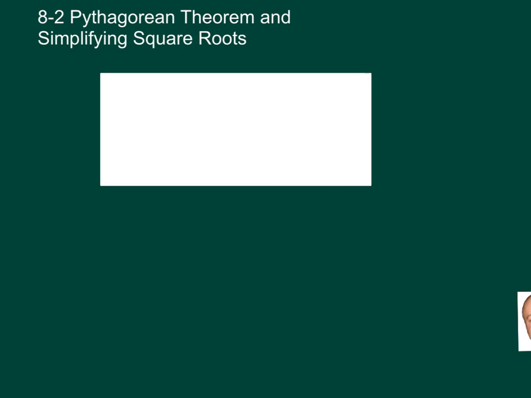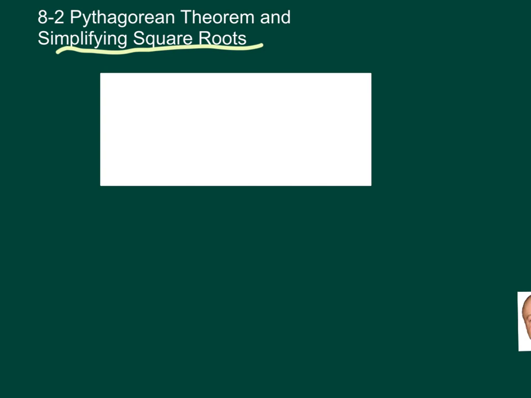Hello, welcome everybody. The lesson for today is 8-2, Pythagorean theorem and simplifying square roots. We'll combine two lessons together, but this video will only cover the second part of the lesson. So the only thing that I'm really going to hit on today is simplifying square roots.